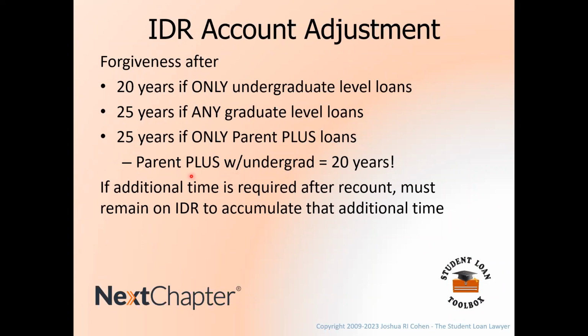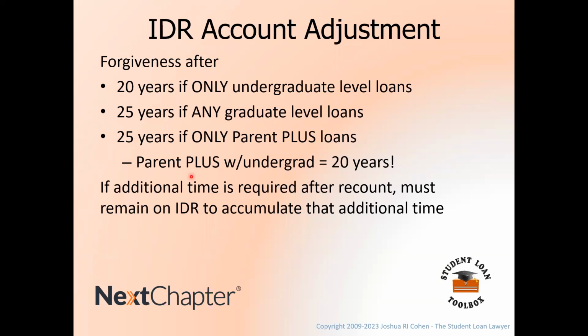Now, here's a funny hook. If you happen to have Parent Plus loans and undergraduate loans, and you put them together, which normally I don't advise, but here I do, then the whole loan gets the undergraduate requirement, and they only need 20 years. Now, someone wants to know how far back do they go? They go back for all the time you were not in school, irrelevant if IDR was available or not.